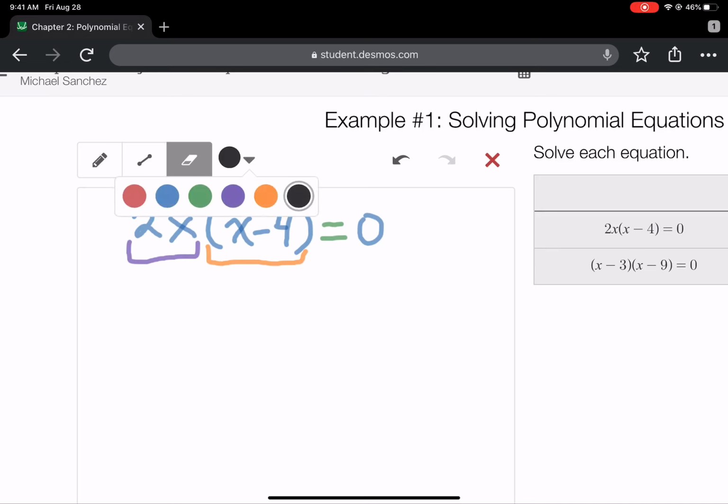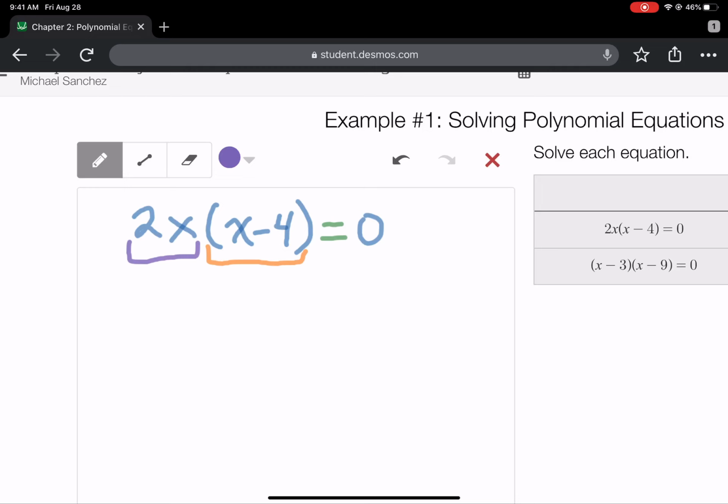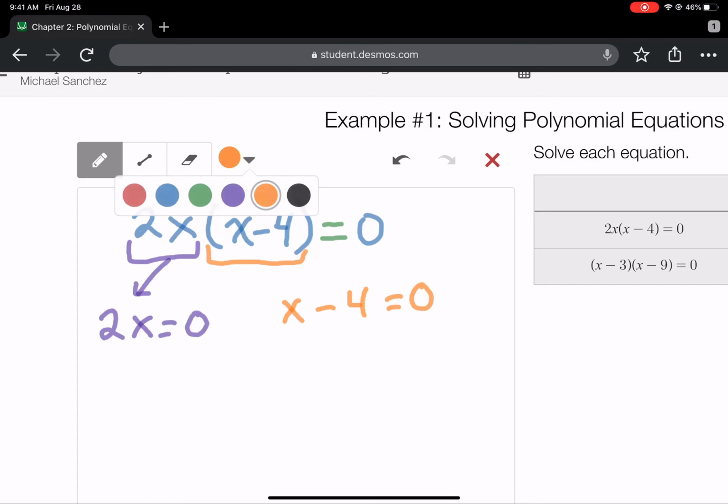So what we have to do in order to solve this polynomial equation is set each of these two terms equal to 0. I'm going to write two equations. Now this is going to become two equations. We're going to write one for this. So I'm going to say 2x could be 0, because one of these two terms has to be equal to 0. We're going to have to solve it for both. What if the purple was 0? What if the orange was 0?